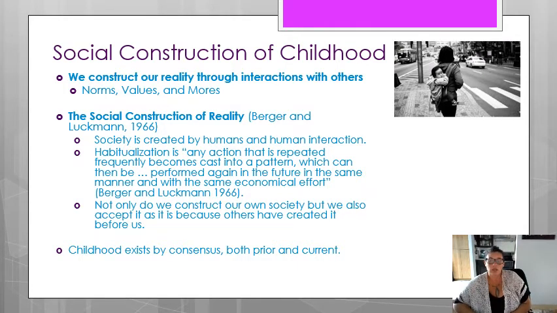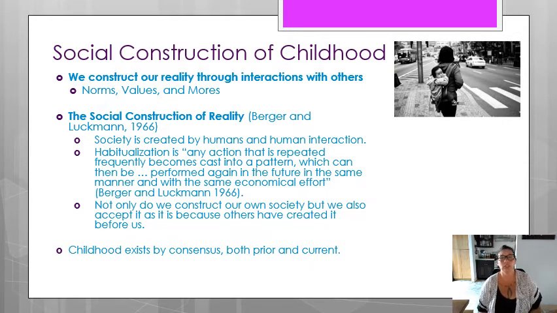So the first thing we want to talk about is what is a social construction, right? We need to understand that. So in the 60s, Berger and Luckmann wrote a book, and they talk about essentially this concept of habitualization. So society is created by humans through everyday interaction, right? The symbolic interaction perspective. And they say, and I quote, any action that is repeated frequently becomes cast into pattern, which can then be performed again in the future in the same manner and with the same economical effort.